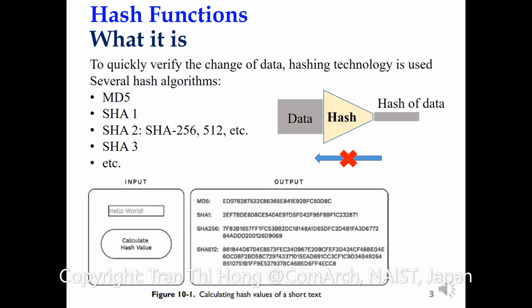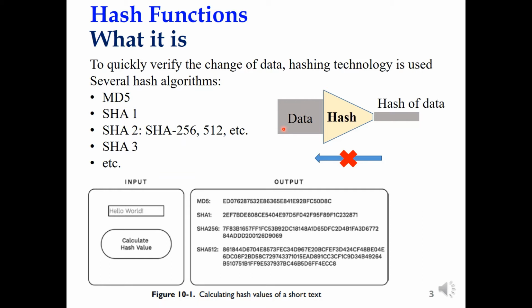So what is it? In this figure, you see a hash function, a crypto hash function. It receives input data and calculates the hash of the data. And the calculation is just a one-way calculation. From the hash of the data, we cannot get back the original data.